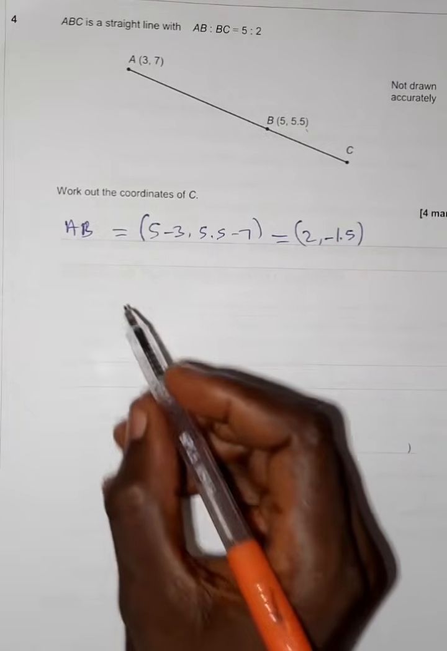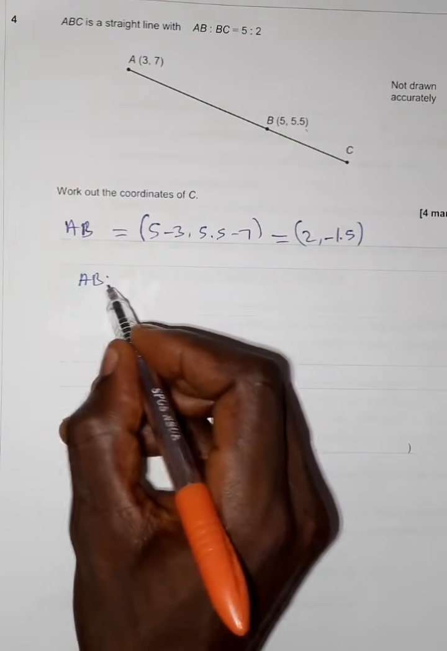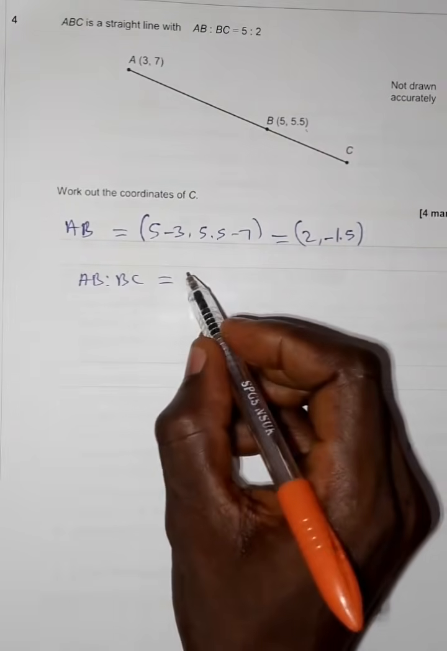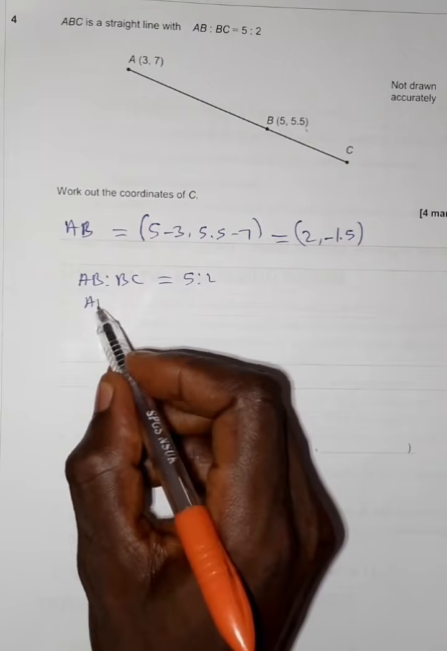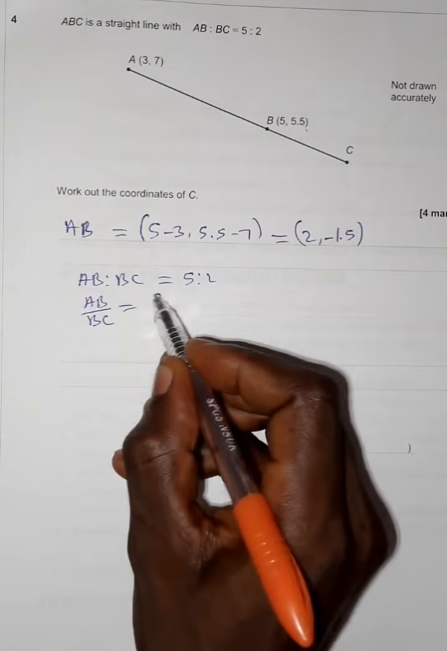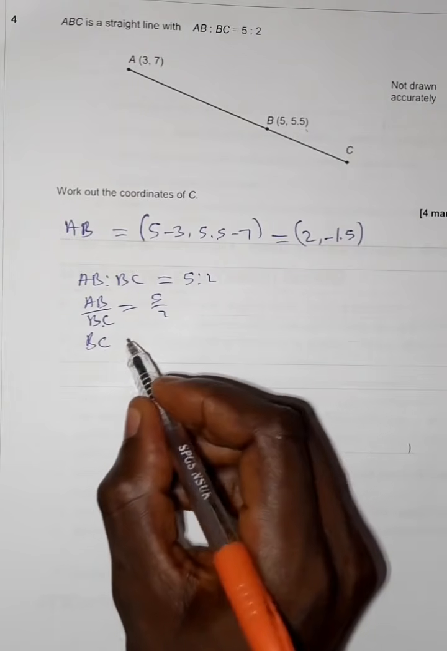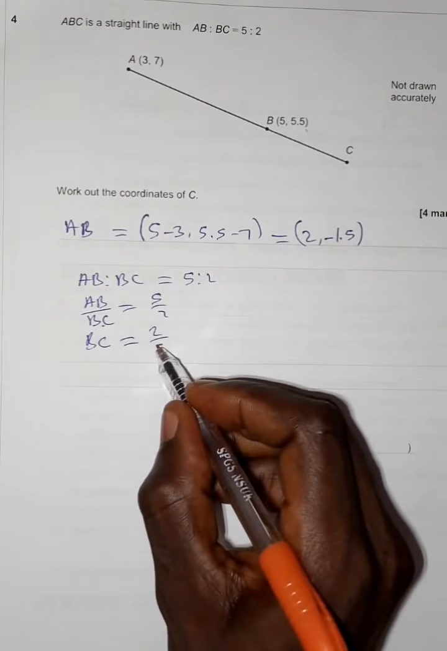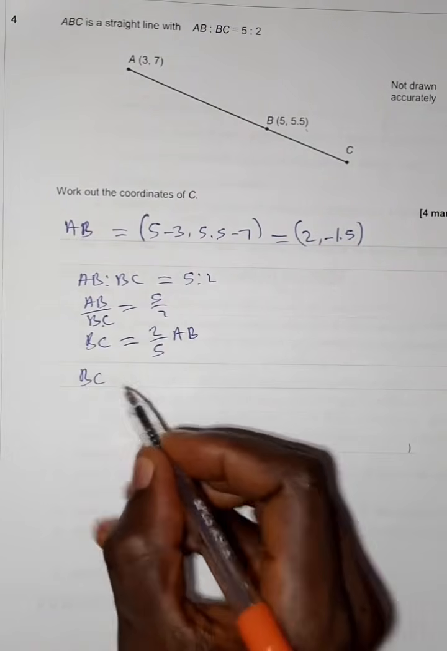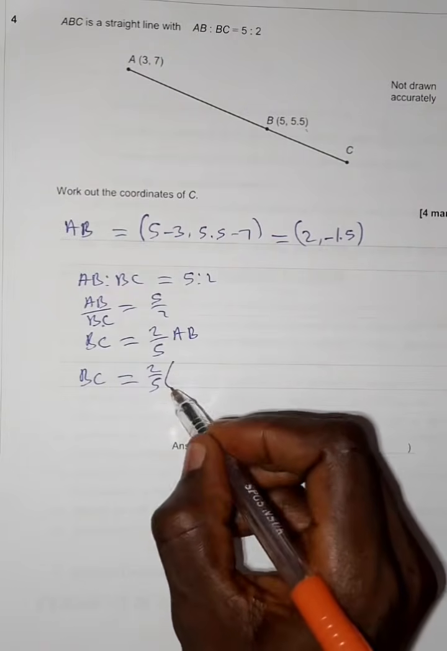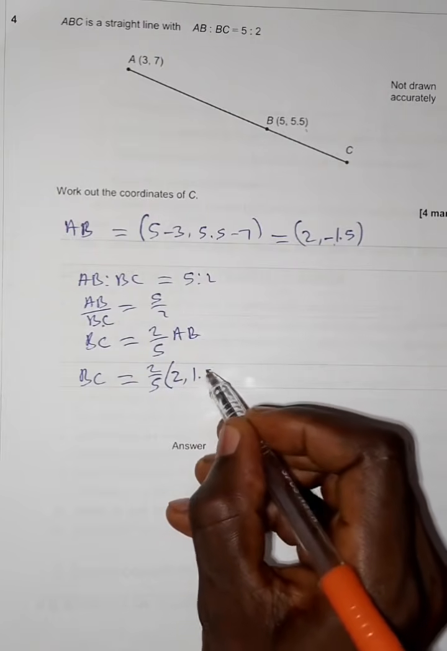Okay, so what will happen is this: we take the ratio, where AB to BC is equal to 5 to 2. Now this is the same thing as AB over BC equal to 5 over 2. Let's make BC the subject of the formula. So BC will be 2 over 5 times AB. AB is what we've calculated, the midpoint, which is 2 comma 1.5 in bracket.